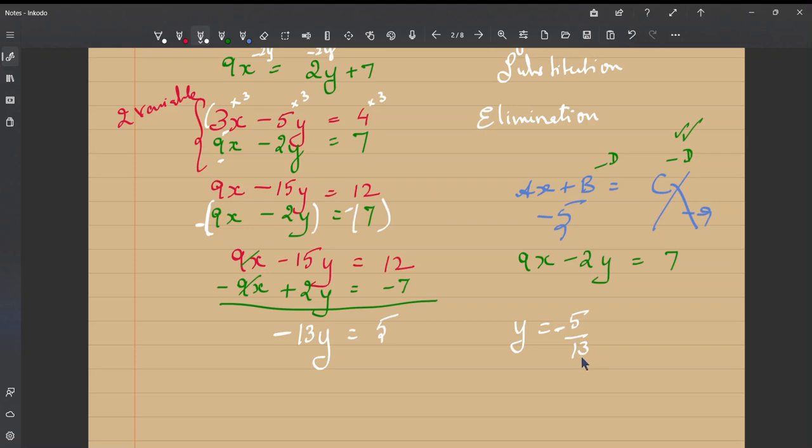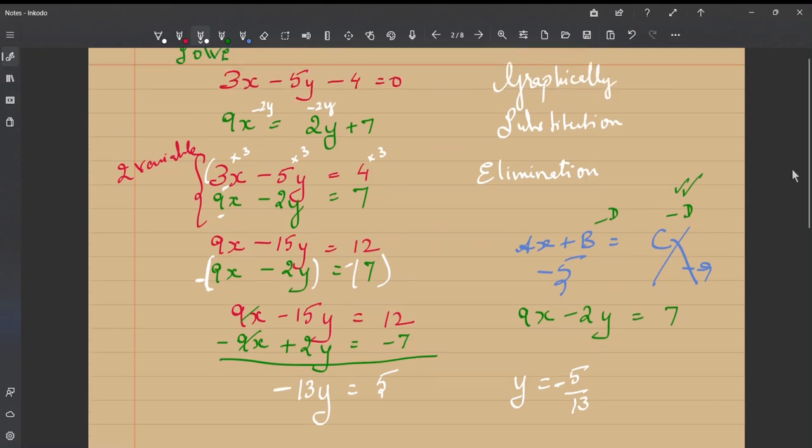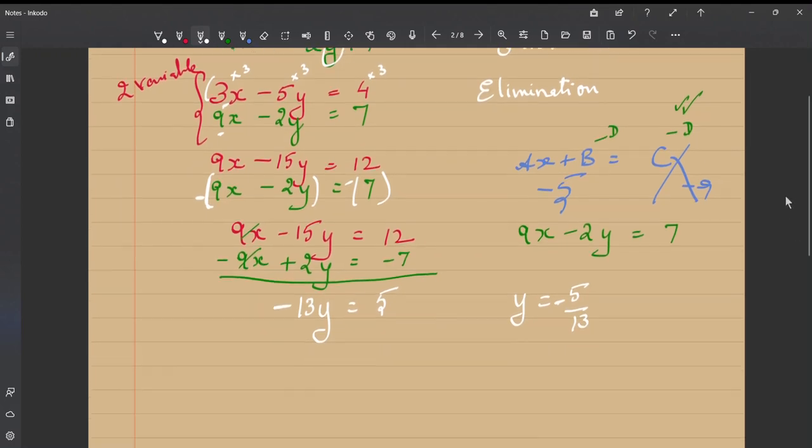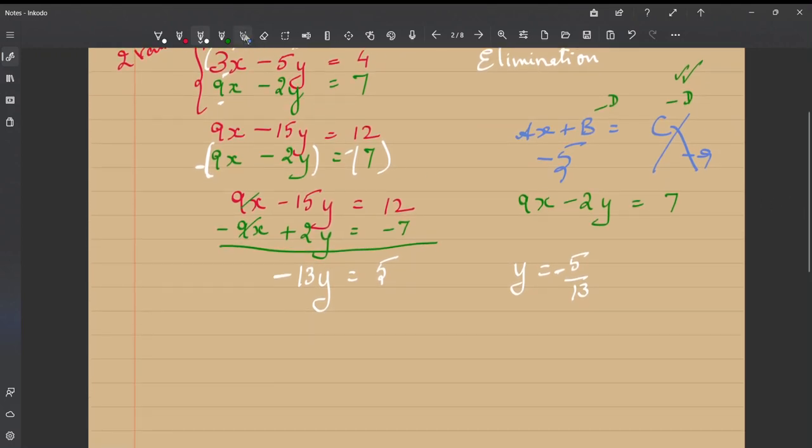So we have found the value of y. y is minus 5 by 13. Now we have to find the value of x. So let us use any of the equations to find the value of x. Maybe, we have 9x on one side, so why don't we use this? Because now we know the value of y. You can even substitute here, of course. So let me do it here. 9x is equal to 2y plus 7 is given to you.